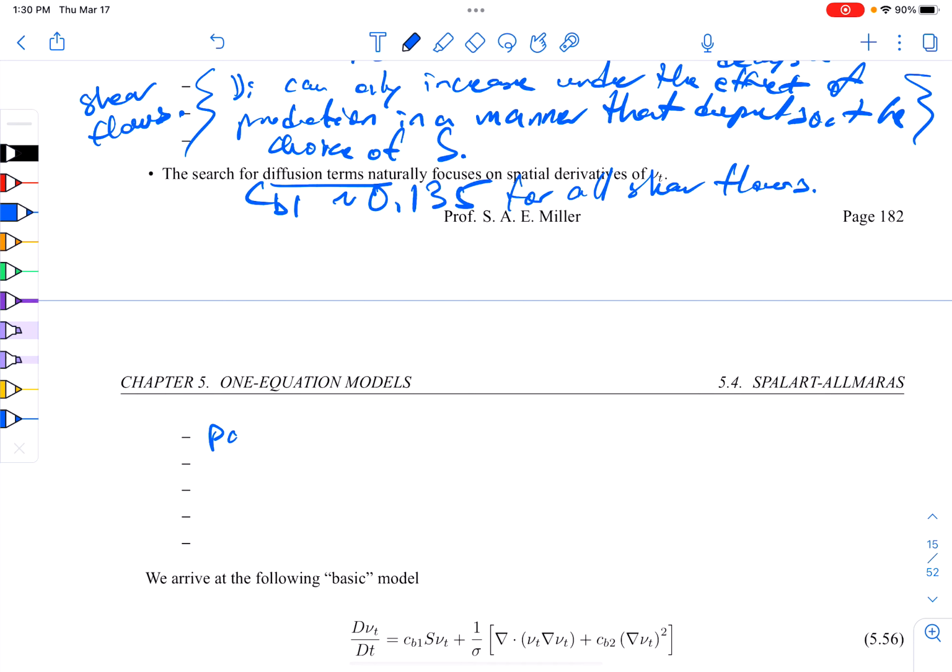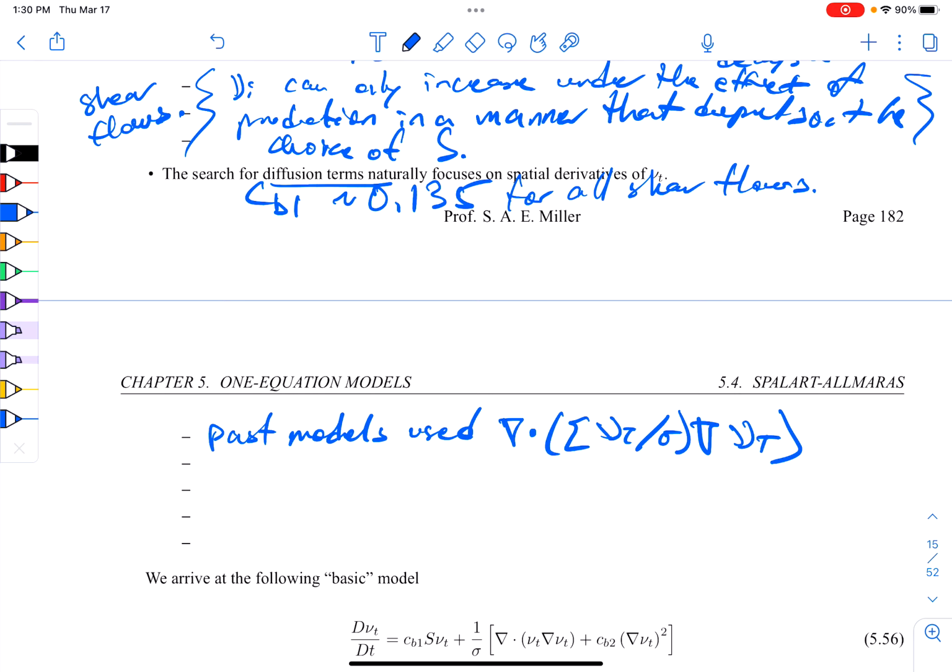And past models used something like nabla dot mu t divided by the Prandtl number of nabla nu t. So that's the form. And this is the turbulent Prandtl number. I'm using their notation. A lot of times I write Pr sub t for turbulent Prandtl number. And usually that's 0.90 in most of these flows.